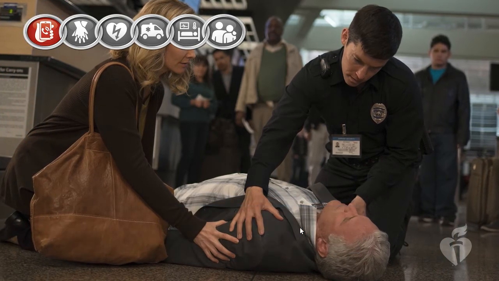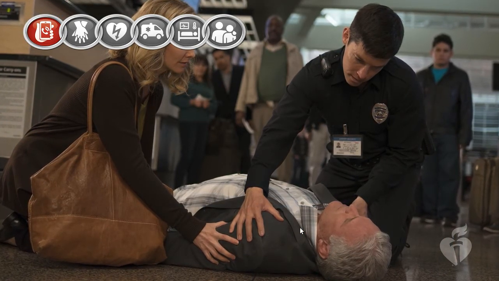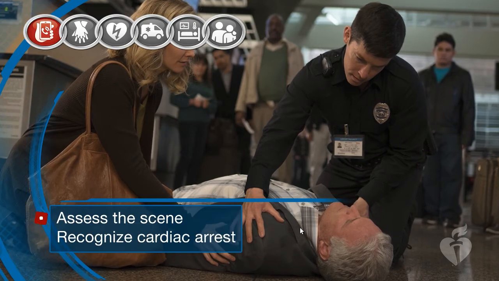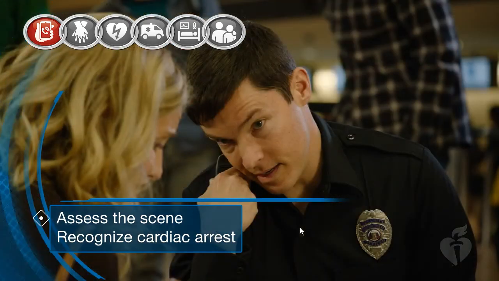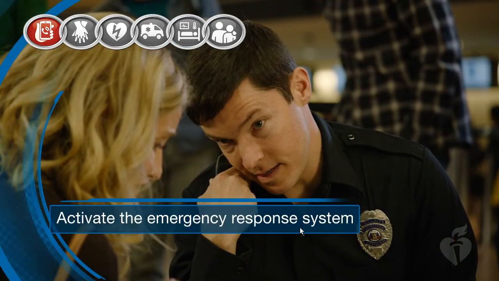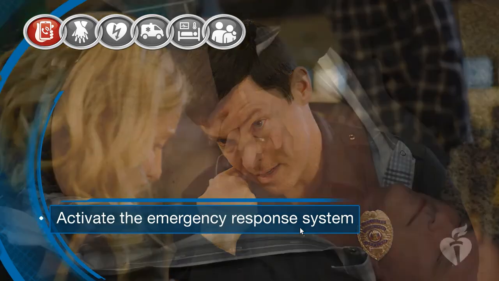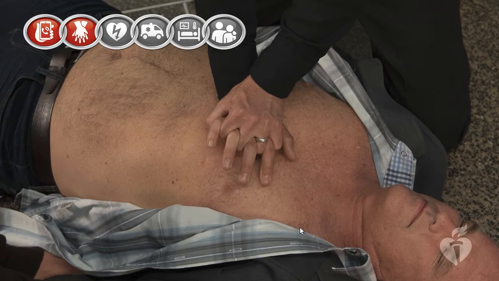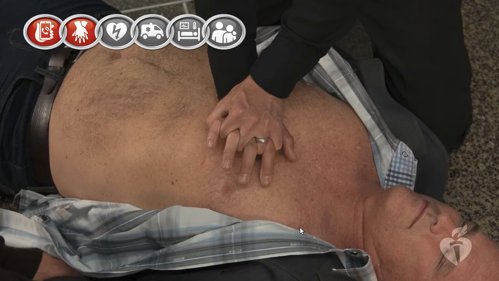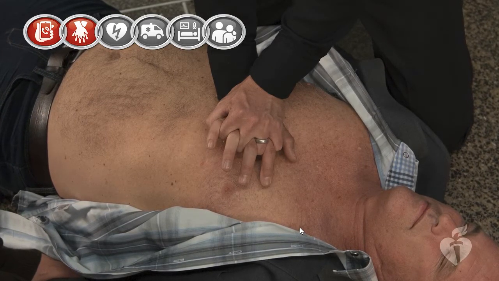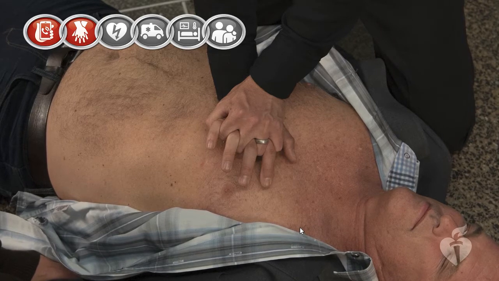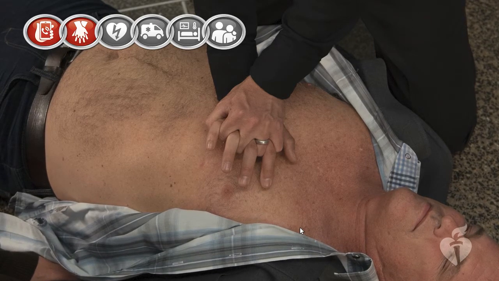A rescuer must recognize that someone is in cardiac arrest. This person will have signs such as unresponsiveness and lack of normal breathing. After recognition, the rescuer should ensure that the emergency response system has been activated and begin high-quality CPR. Effective bystander CPR provided immediately after cardiac arrest can double or even triple someone's chance of survival.